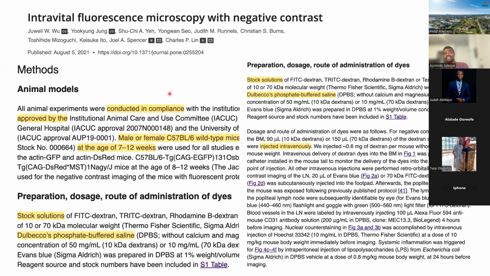The ethical consideration they took was that, since they're using an animal model, they sought approval from the institutional animal care committee in the school. They also talked about the various animals they used, their age range, how the dyes are prepared and how they're injected. So in general, when you are building your research methodology, you have to think about ethical consideration. You have to think about other methods that have been developed. What are you adding? What is the research plan? What is the research design? How do you plan to achieve this?